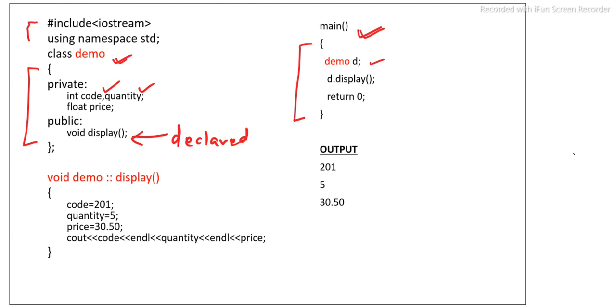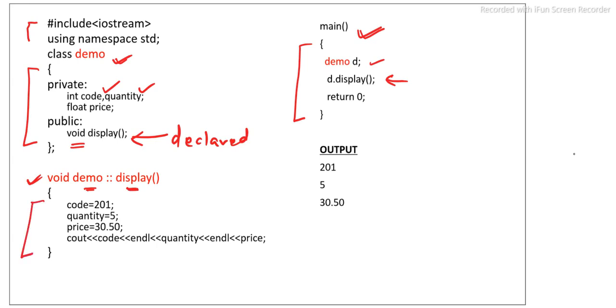As soon as the compiler accesses this statement, the definition of the display function will be executed. You can see this display function is defined like this: void, which is the return type of the function, then demo, the class name, then the scope resolution operator, then the function name. Inside the function we have not passed any argument or parameter, that's why it is void.